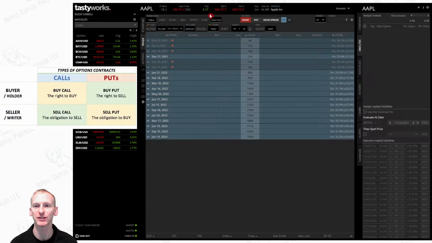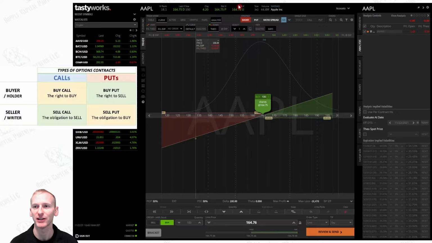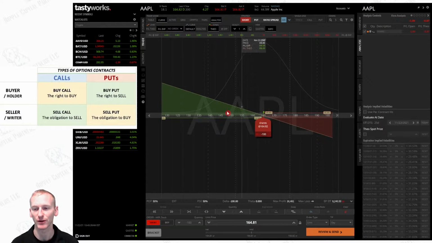All right, so let's go a little bit more in depth in what that image represents. So first off, if you wanted to go long 100 shares of Apple, you'd come over here and you'd hit the ask. On any of your platforms, you hit the ask to go long. If you wanted to go short, you would hit the bid. So if I wanted to go short 100 shares of Apple, I would hit the bid.